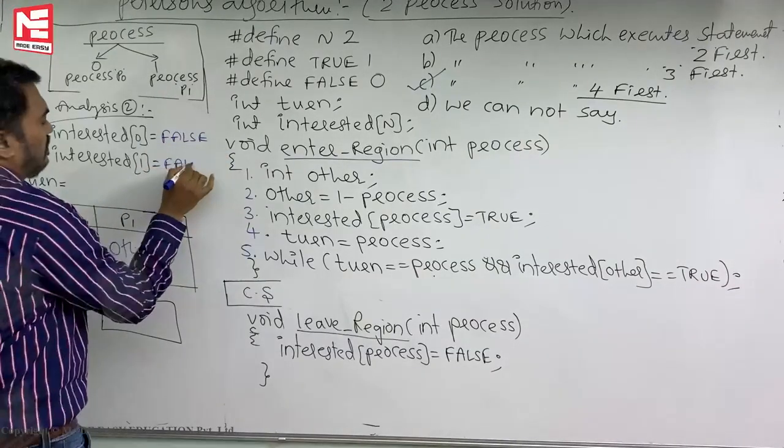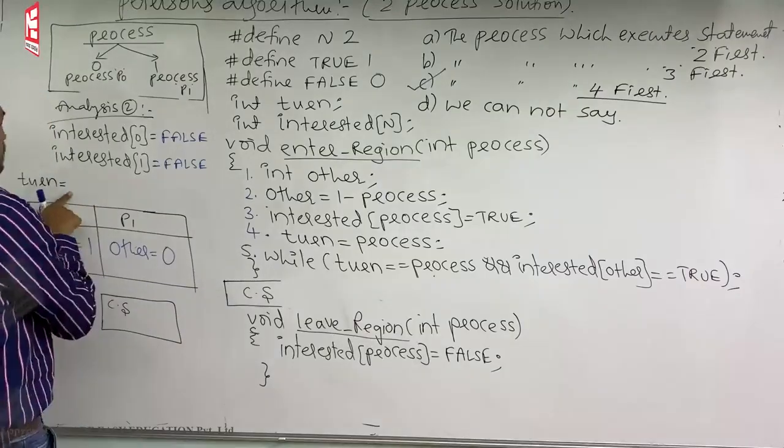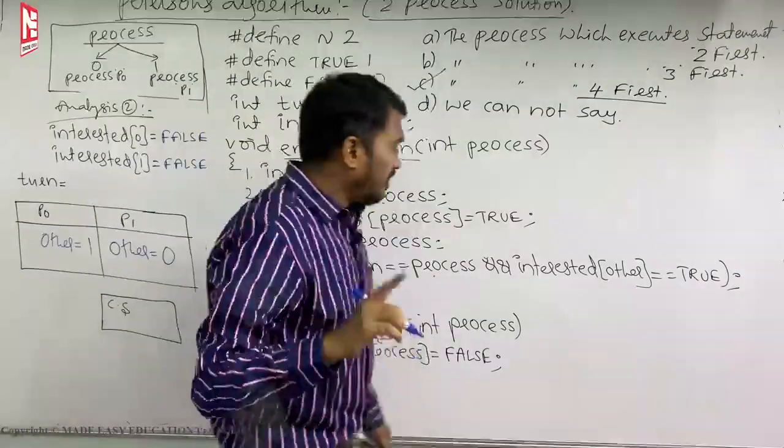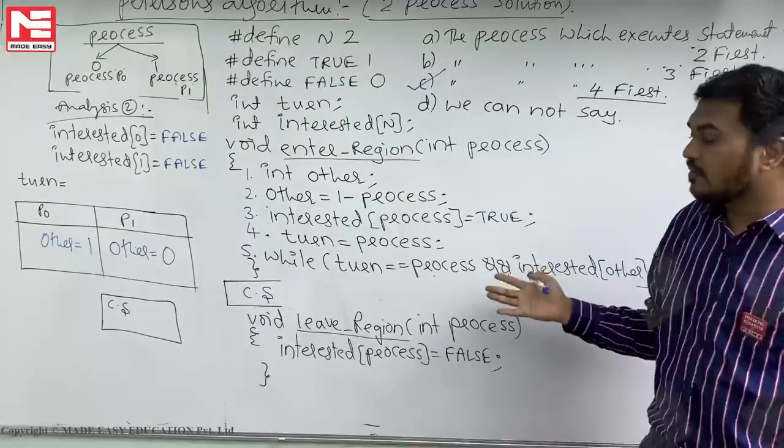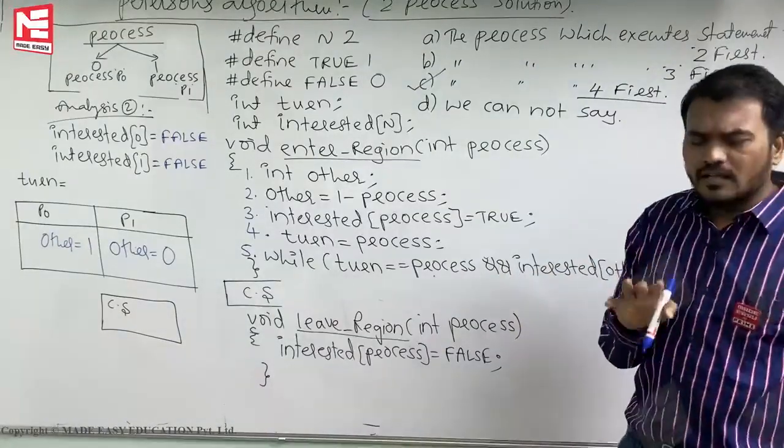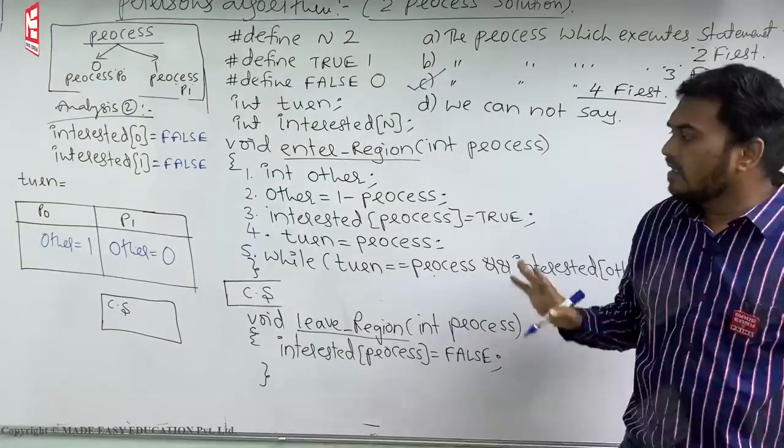So this is false and this is false. There is no value in the turn. So I am coming from the first, complete. Okay, I'm telling you in advance, this is a completely new analysis. Okay, a little different analysis. Listen to the answer.